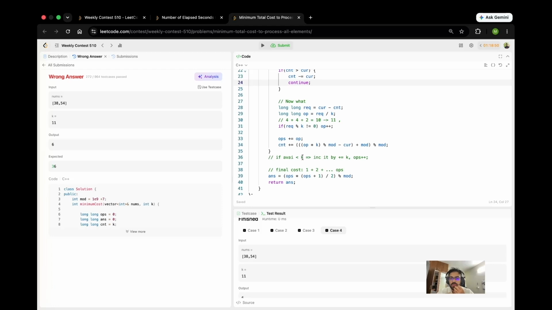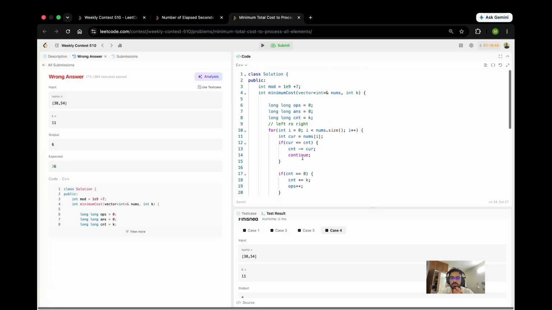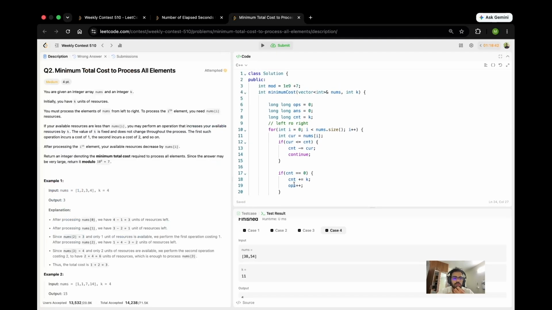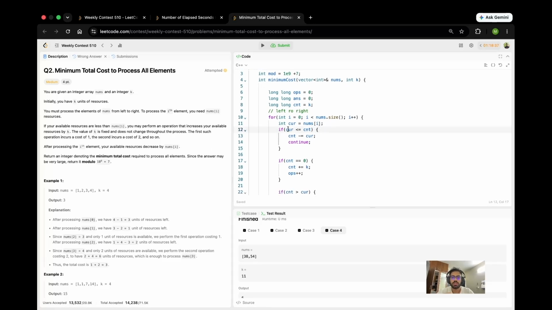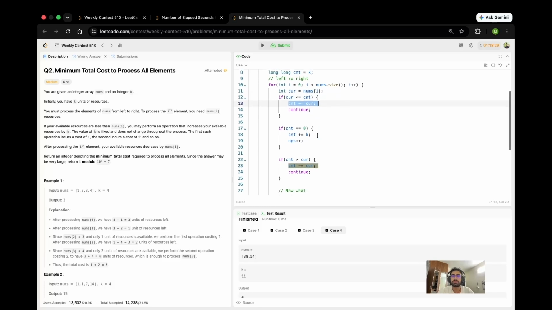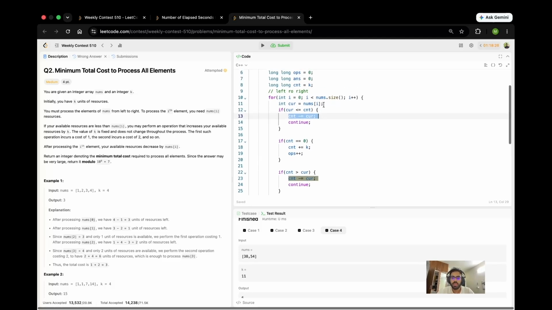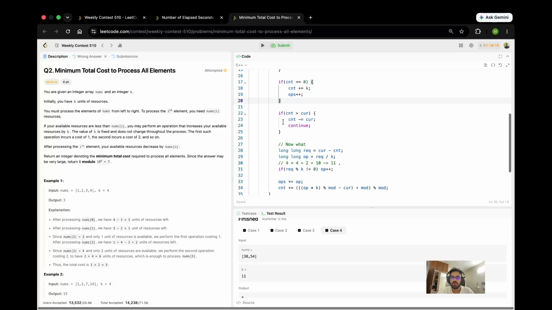Am I missing something? I'm sorry. Specify the value of k is fixed, current element less than count. Am I missing something? For I 0, I less than nums size, current. Count: if count is 0, we increase count by k, we do operations plus plus. If count greater than current, we count minus and continue.